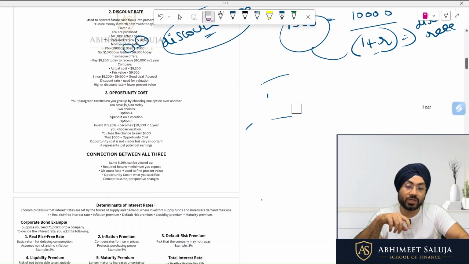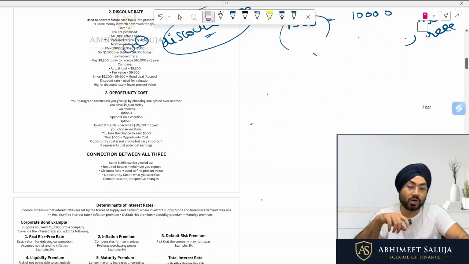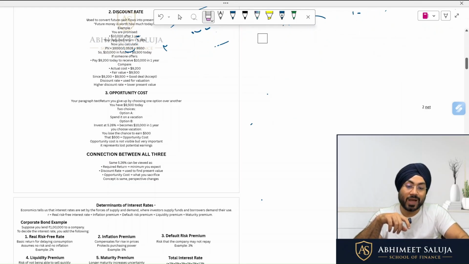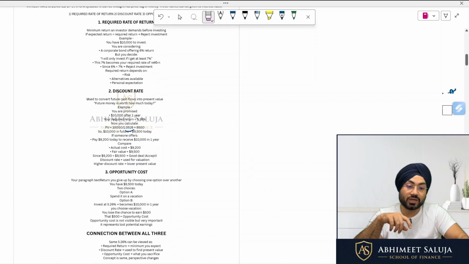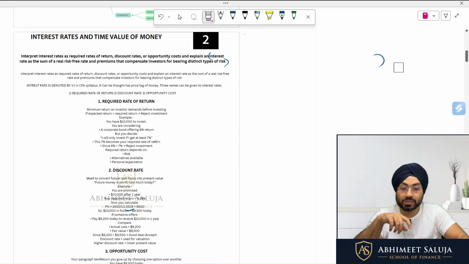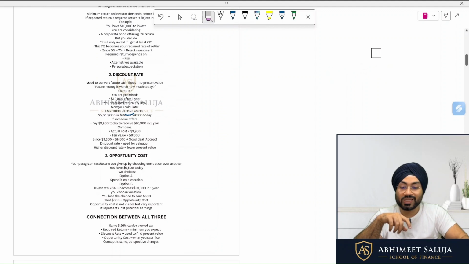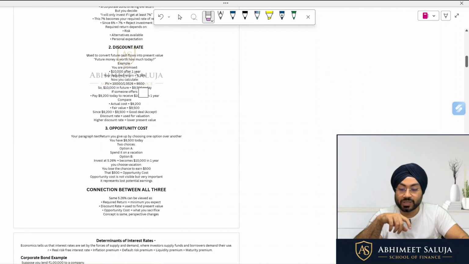Opportunity cost, I've already told you, I have two options. Either I can go on a vacation or I could have invested that money into a bank fixed deposit. The amount that I'm losing if I'm going on a vacation and not investing in a fixed deposit, the interest that I'm losing, is an opportunity cost. It is not clearly visible to you, but it should be considered.